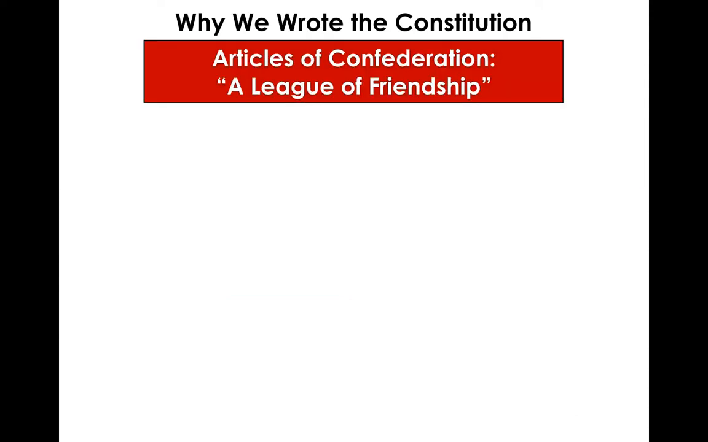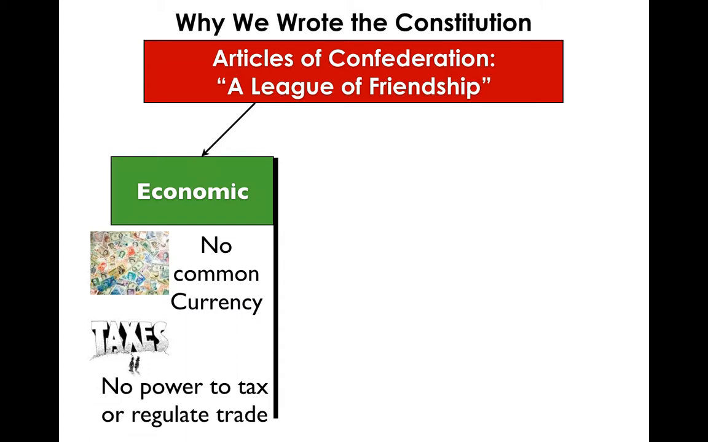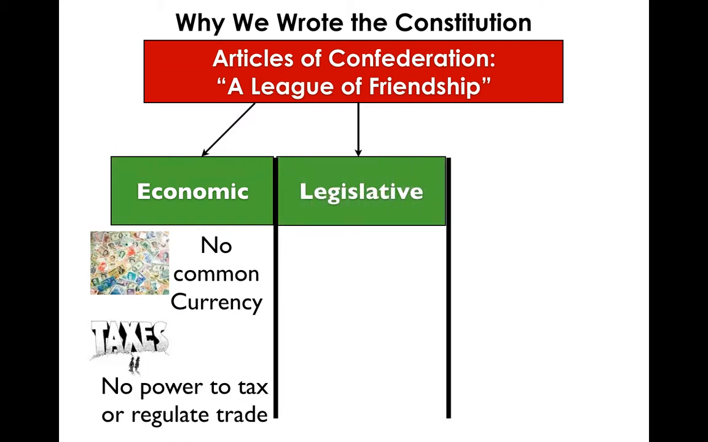So why we wrote the Constitution is because the Articles of Confederation, quote unquote, a league of friendship between the states, didn't really work out for us. So there were some problems. It basically failed. The Articles of Confederation did fail, partially because of these economic concerns. There was no common currency. There was no power to tax the states, and there was no power to regulate trade between the states and other nations, or just between the states themselves.